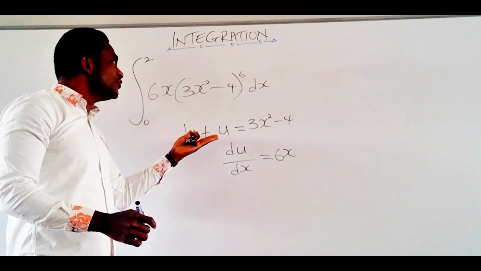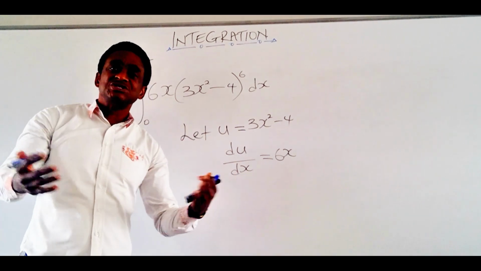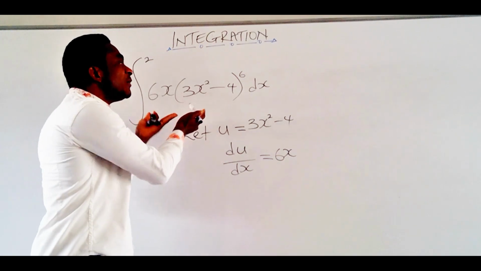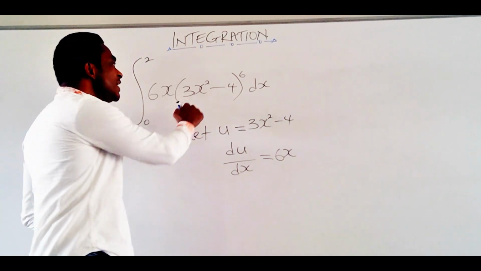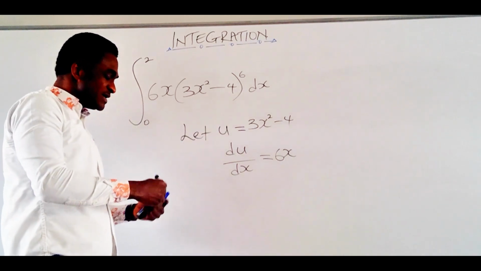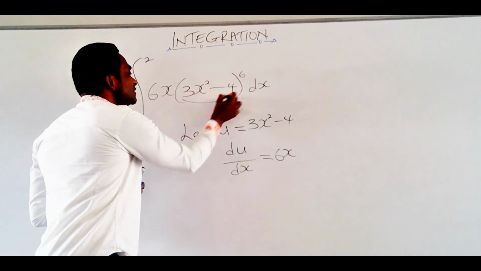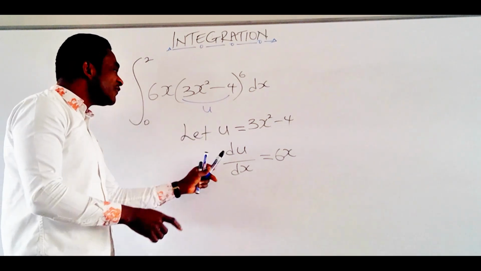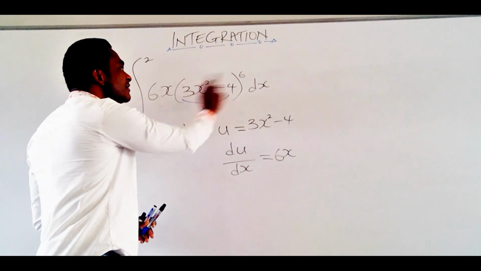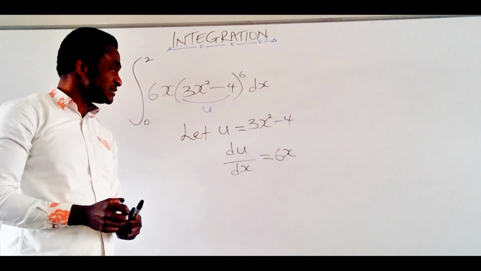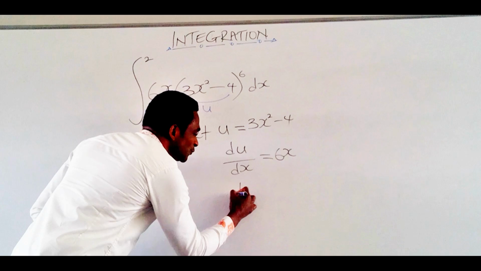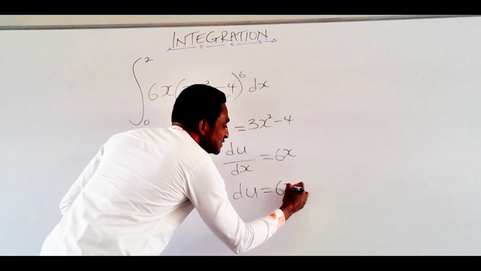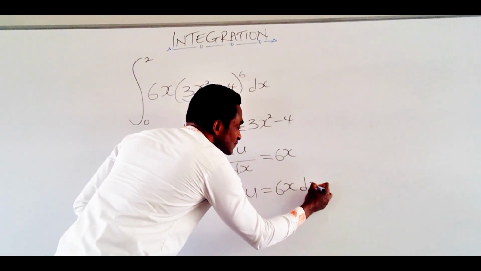But because we have U and we have x, we need to make all of them become one variable. We understand this can be replaced with a U, but we still have 6x and the dx here. So we reshuffle this in a way that we can get rid of 6x and dx. How do we do that? Make dU the subject of the formula. If we cross multiply, we have 6x dx.